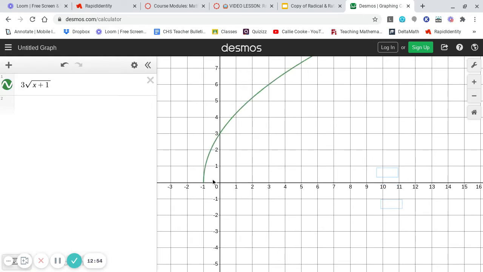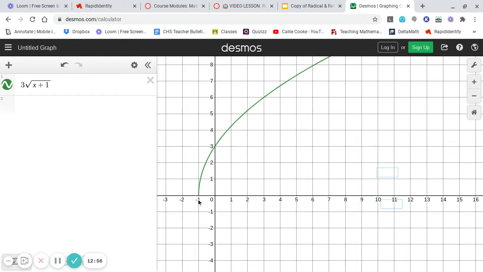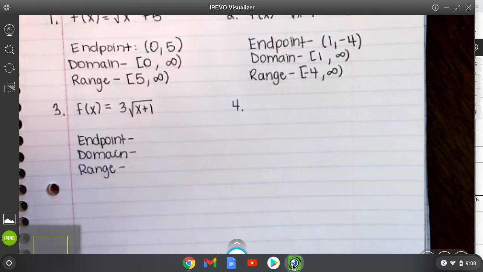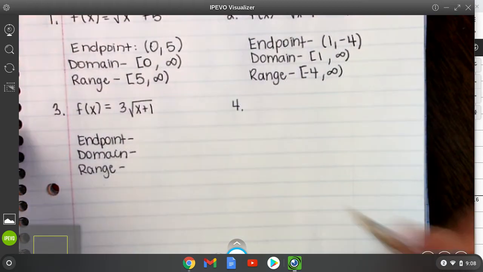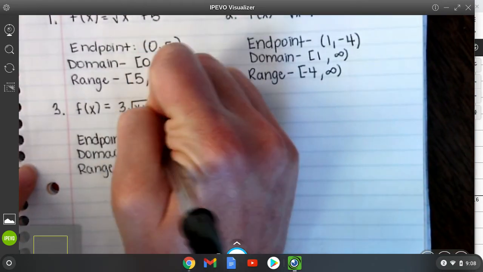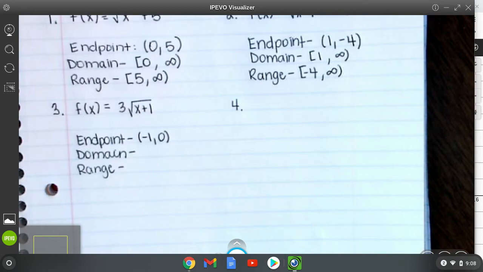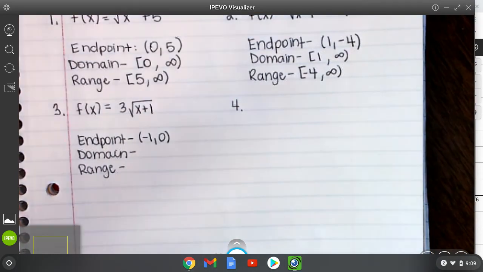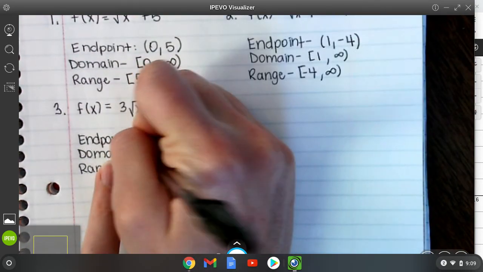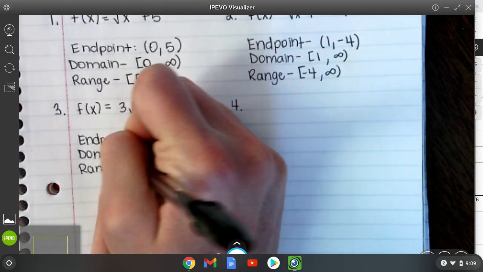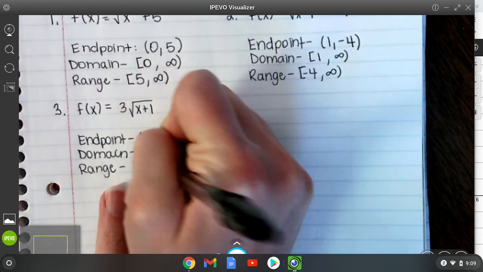So even though this one might look a little funkier, it's still the same stuff. Our endpoint is at (-1, 0), and this graph is increasing. So we start at (-1, 0) and we increase. The domain is from -1 to positive infinity, and the range is from 0 to positive infinity.